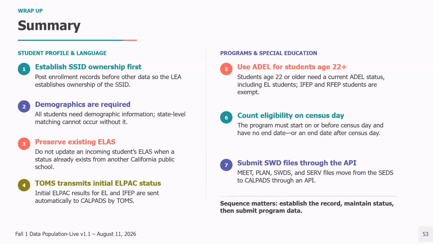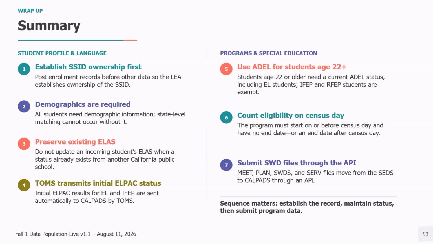And so you want to make sure that these records, you want to advise your CSIS data coordinator, you want to submit the data using API directly from your CSIS system. And then lastly, sequence matters. Establish the record, maintain the status, then submit the program data. In other words, establish ownership, update the demographics, and submit the program information or the additional information to complete the student's profile.